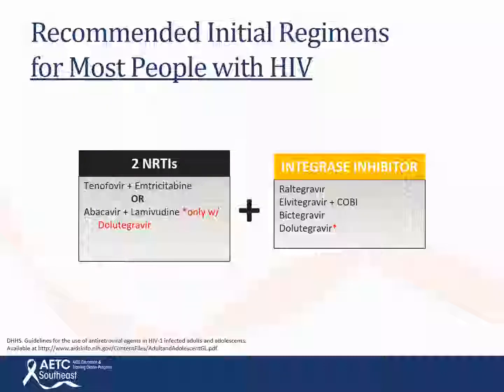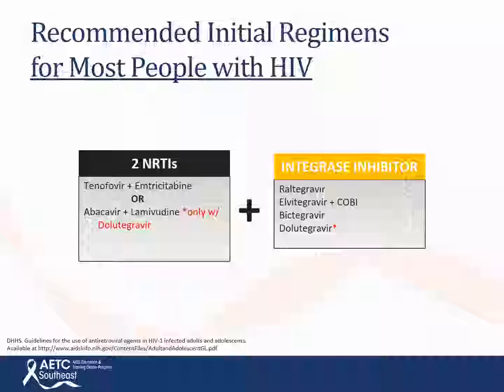Preferred NUCs include tenofovir and emtricitabine. Either formulation of tenofovir can be used: either tenofovir disoproxil fumarate, which is TDF, or tenofovir alafenamide, TAF. Note that TAF and TDF are 2 forms of tenofovir approved by the FDA. TAF, tenofovir alafenamide, has fewer bone and kidney toxicities than TDF, while TDF is associated with lower lipid levels. Safety, cost, and access are among the factors to consider when choosing between these 2 formulations of tenofovir.